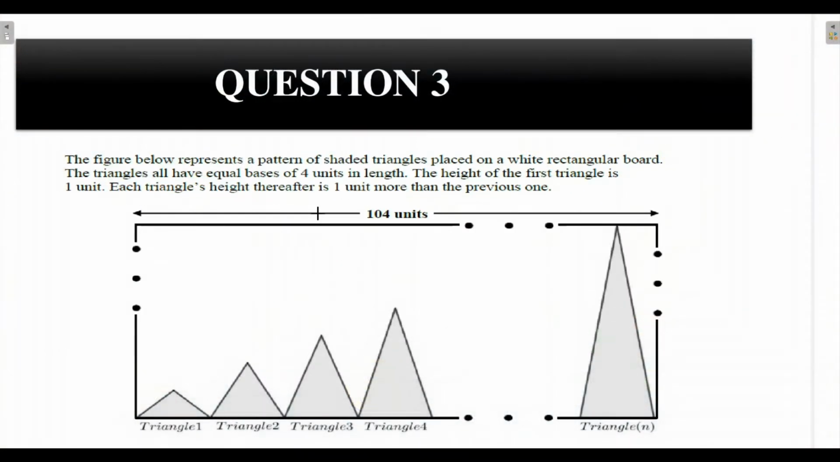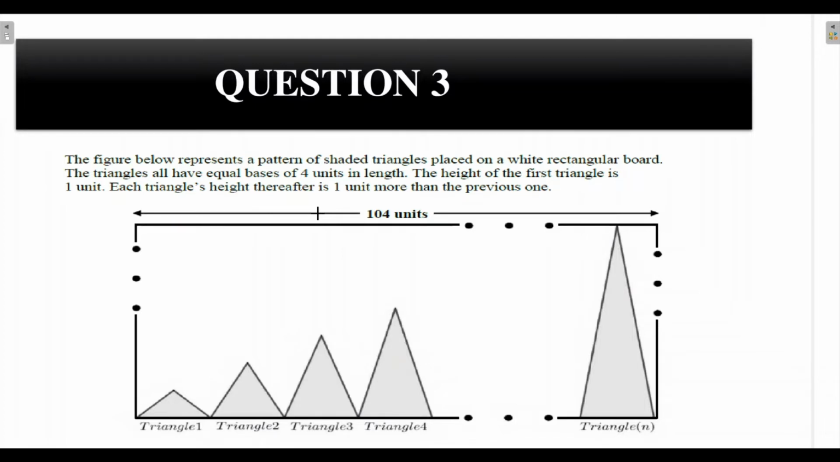Question 3. The figure below represents a pattern of shaded triangles placed on a white rectangular board. The triangles all have equal bases of 4 units in length. The height of the first triangle is 1 unit. Each triangle's height thereafter is 1 unit more than the previous one.